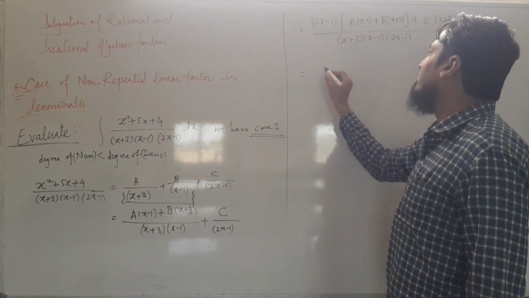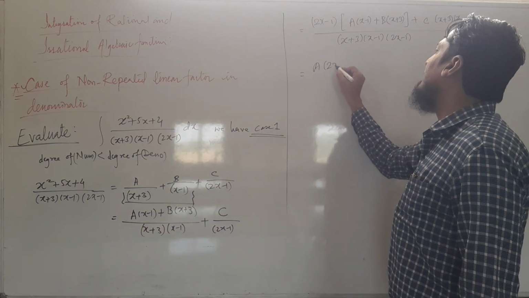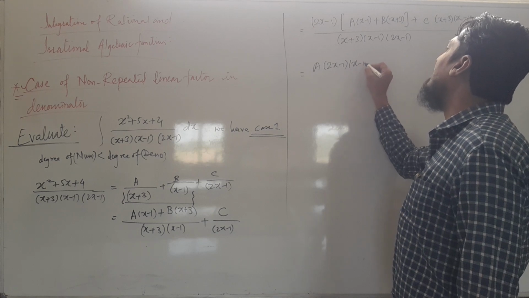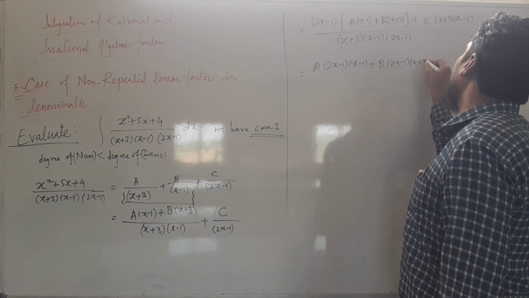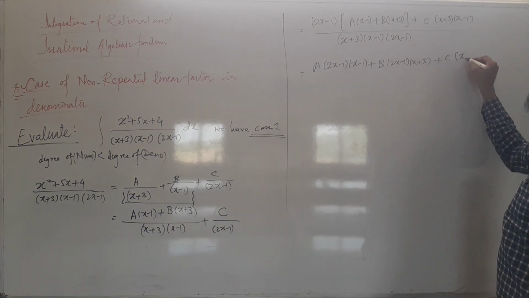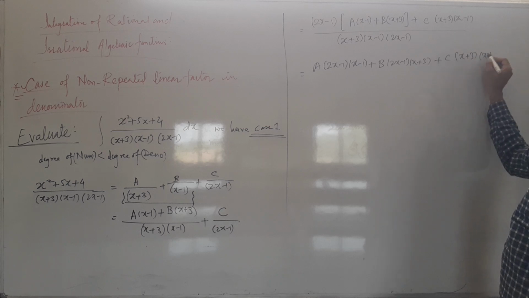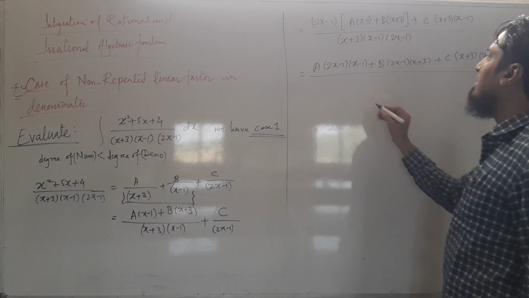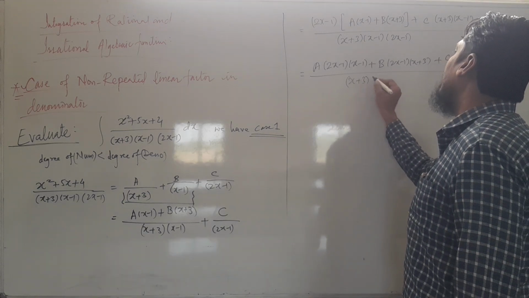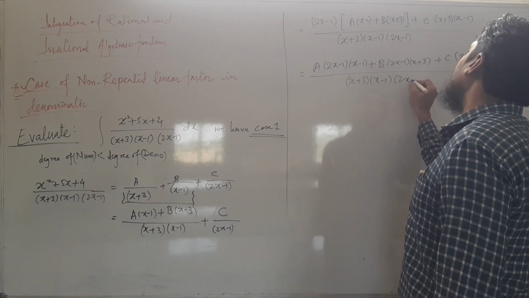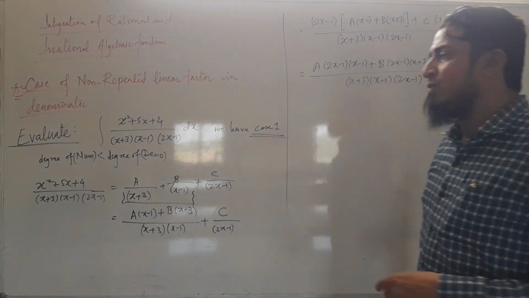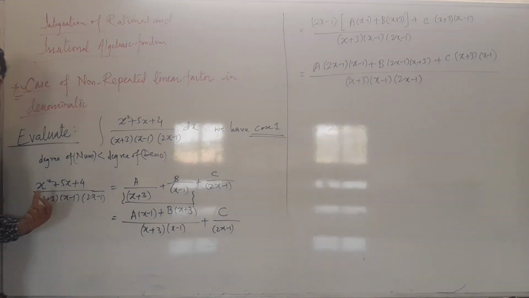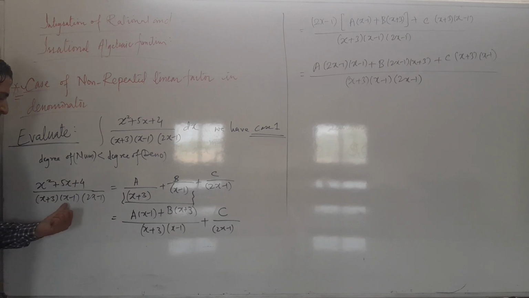And if we simplify this, we will get a(2x - 1)(x - 1) + b(2x - 1)(x + 3) + c(x + 3)(x - 1) upon (x + 3)(x - 1)(2x - 1). And this whole term is equal to (x² + 5x + 4) upon (x + 3) x (x - 1)(2x - 1).